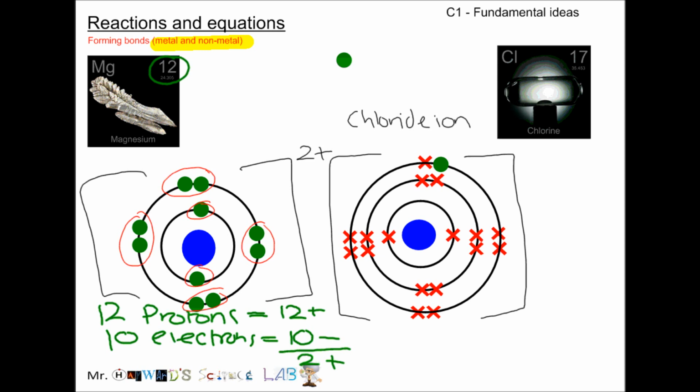And it's also charged. It's got 1 negative charge. But we've still got this 1 electron. We need to get rid of that because magnesium can't just throw it away. It has to be taken by something. The chlorine is taking that electron.